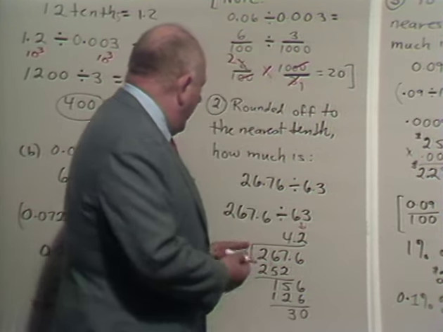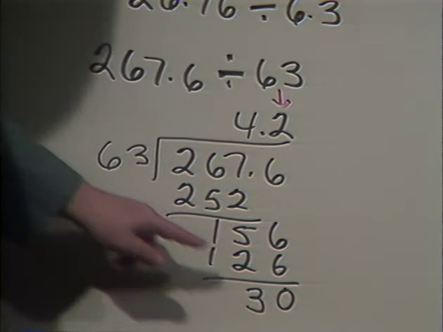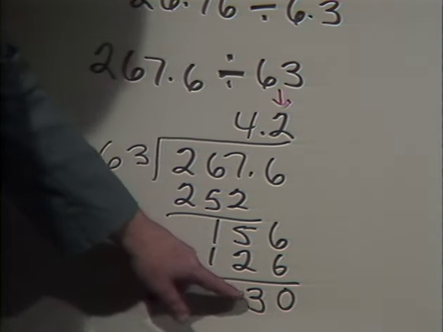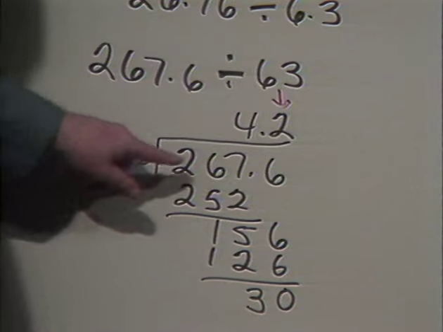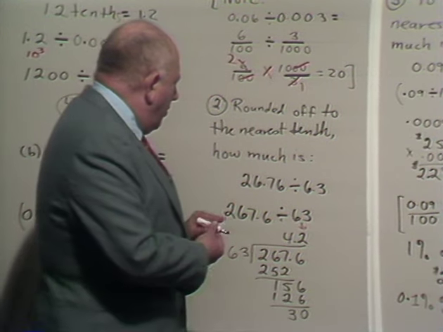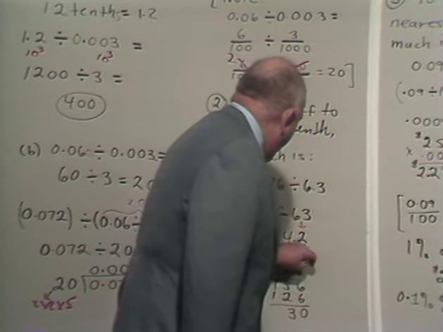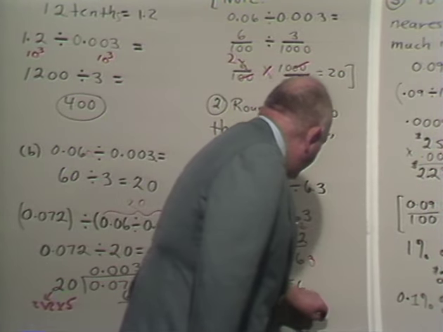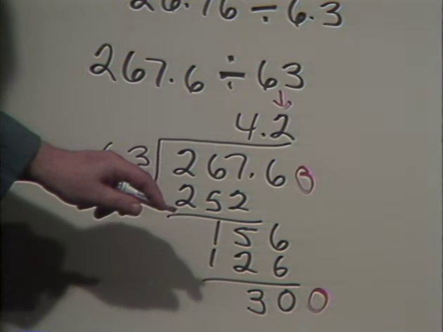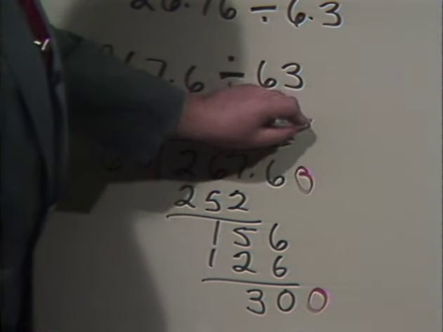So far we have this. Notice that 30 is less than half of 63. So therefore, the remainder here is going to be less than half, so the answer would be 4.2. But if we wanted to and didn't want to guess that way, just bring down another 0, and then you see what? 63 goes into 300 4 times.